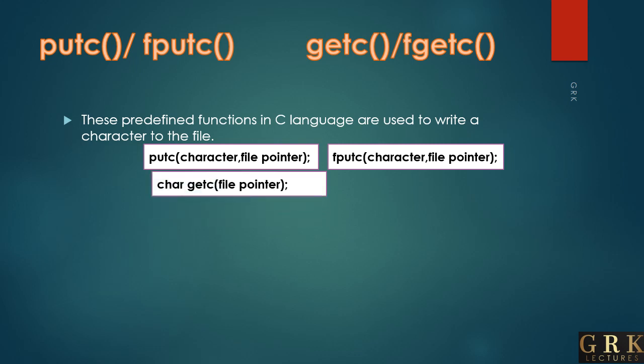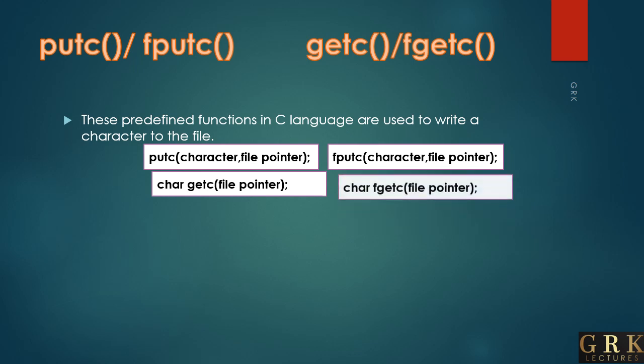Now coming to the getc function. This getc function is used to read a character from the file. That's why the return type of getc is a character. It takes only one parameter, that is the file pointer. The file pointer represents the file from which we are reading a character, and that character should be stored in one character variable. That's why its return type is a character.